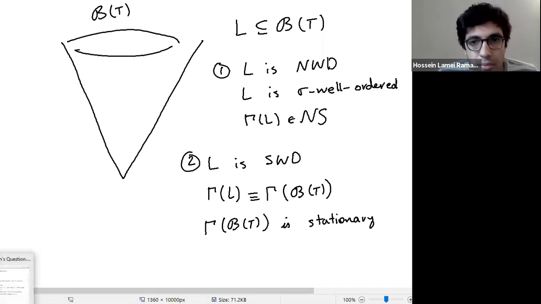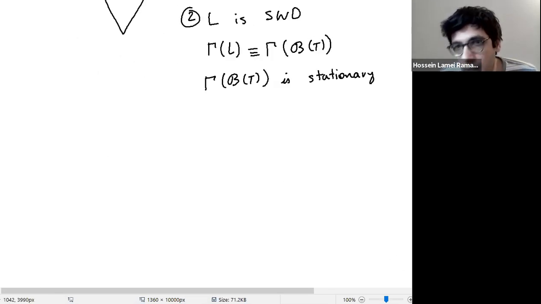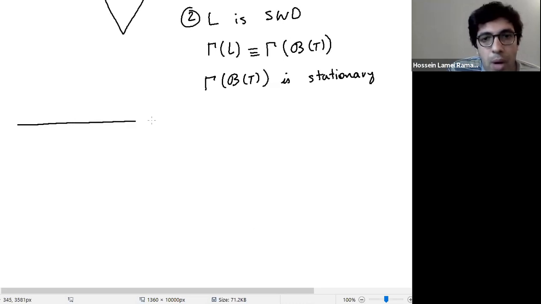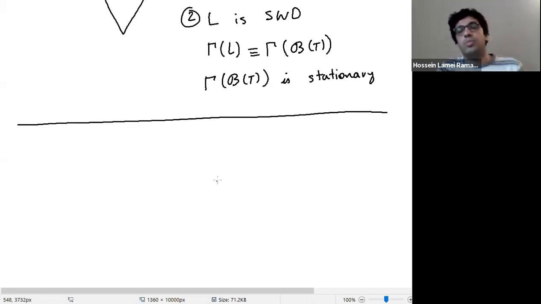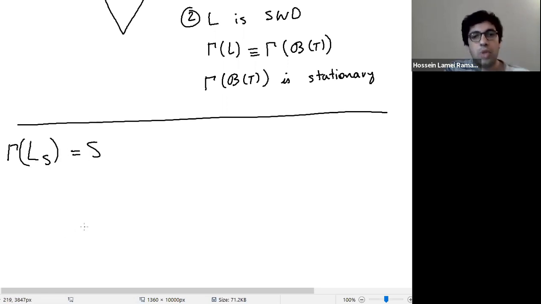Okay. Note that this is in contrast. This is in dramatic contrast with the case of Baumgartner's example. Okay, this is a good point actually to talk about Baumgartner's example a little bit. For instance, when in Baumgartner's example, when I had LS, gamma of LS was exactly S. What do I mean by that?